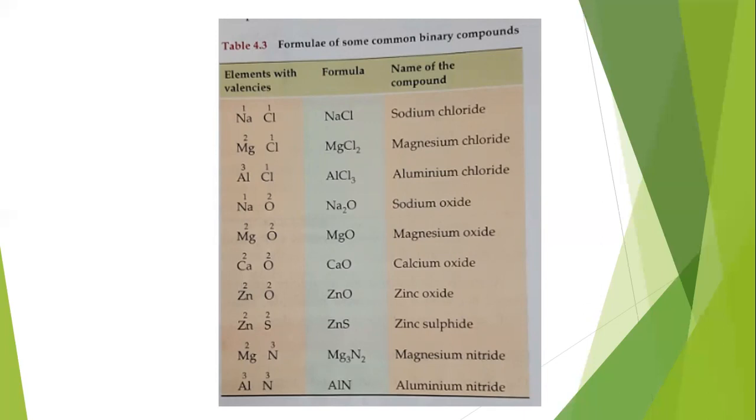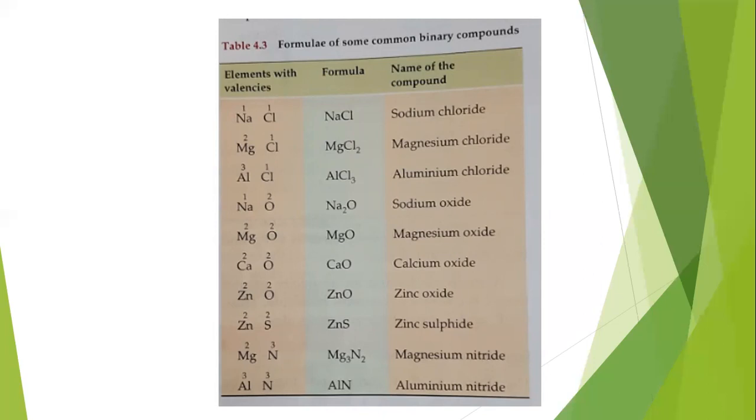So the number which is written on Mg2 got changed in intersection, like it goes to the Cl side and the Cl1 will come to the Mg. That's why the formula is MgCl2. The next is Al3 Cl1. So the formula will be AlCl3, and the compound name is aluminum chloride.